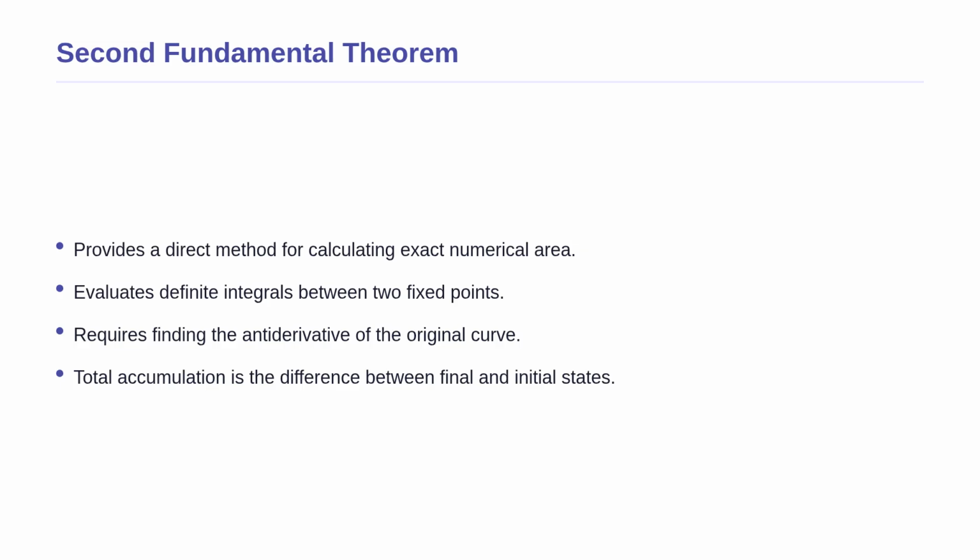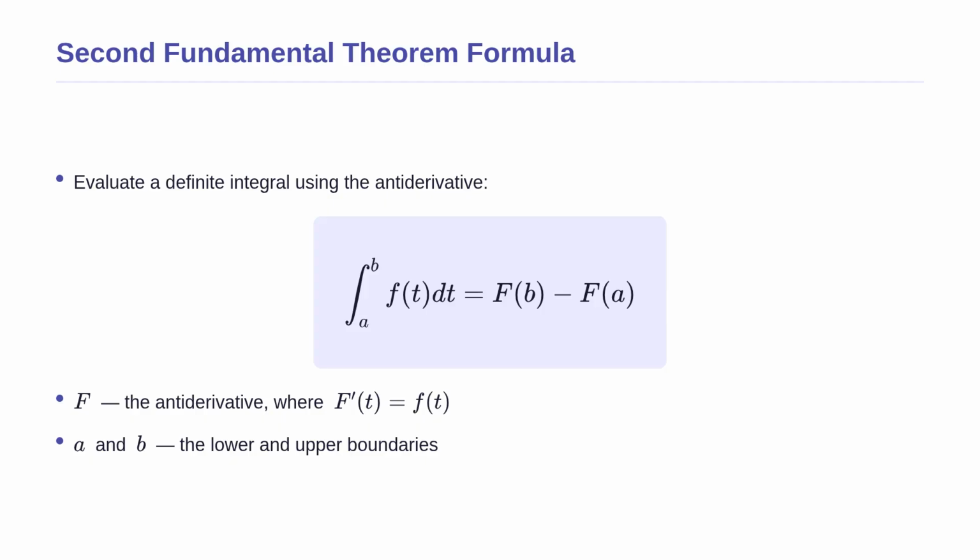It tells us that the total accumulation of a quantity is simply the difference between its final state and its initial state, calculated using an antiderivative. This concept translates into a very powerful and widely used formula.